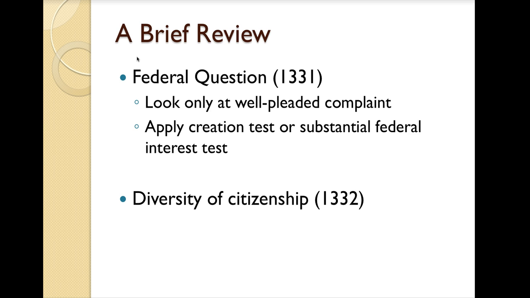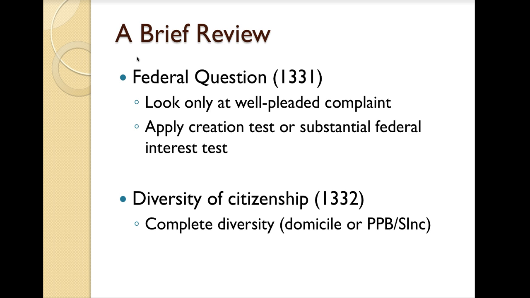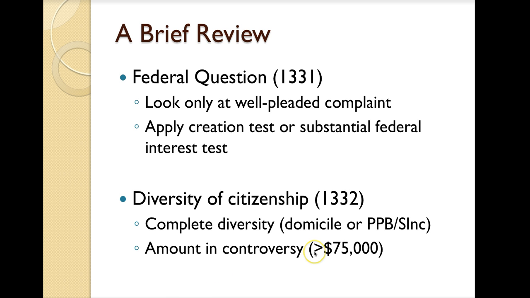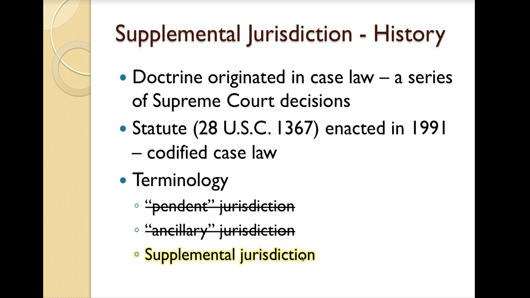Then for diversity of citizenship, this should be second nature to you by now. There's the complete diversity requirement, where citizenship is determined by domicile for individuals and principal place of business for corporations. Then there's the amount in controversy requirement, that the claim must exceed $75,000. So those are the core requirements for diversity jurisdiction.